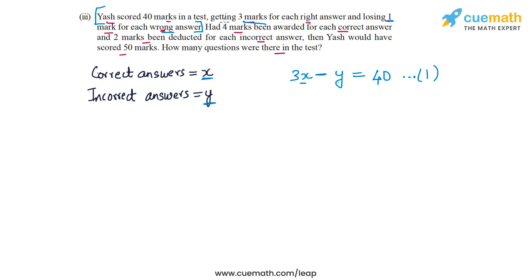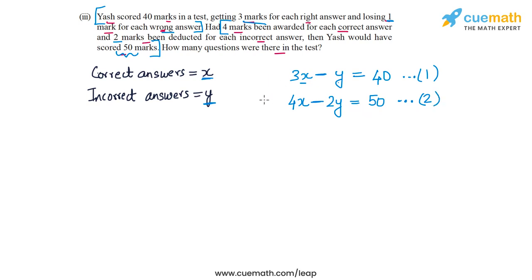Now the second piece of information says, had 4 marks been awarded for each correct answer and 2 marks been deducted for each incorrect answer, in this case he would have received a total of 4x marks for his correct answers, and from his score a total of 2y marks would have been deducted for his y incorrect answers. So his total score would have been 4x minus 2y, and we are told that this would have been a score of 50. So 4x minus 2y should be equal to 50, and this is the second equation that we get in x and y.